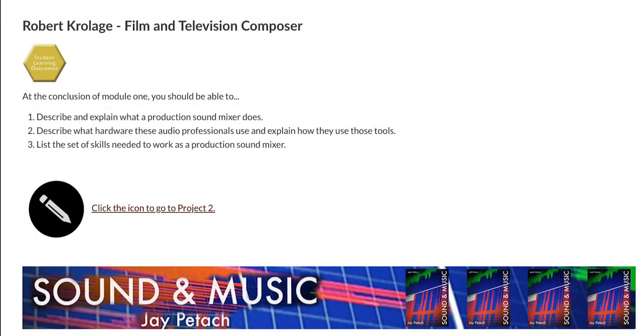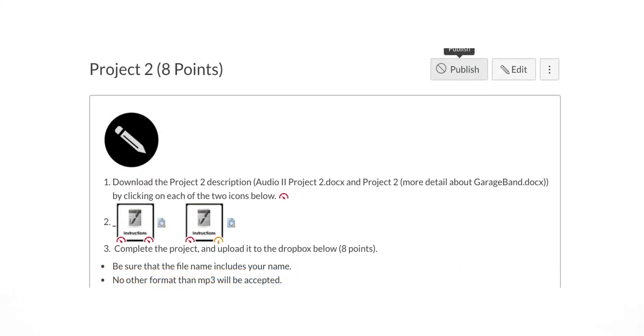Okay, this is the video tutorial for Project 2 for Audio 2. You'll find it in Learning Module 2, so if you click on the project icon, you can see the instructions and download the instructions. The idea basically is to create about a 30-second piece of music that can be used as an underscore behind some audio or video project that you may be doing, either real or hypothetical.